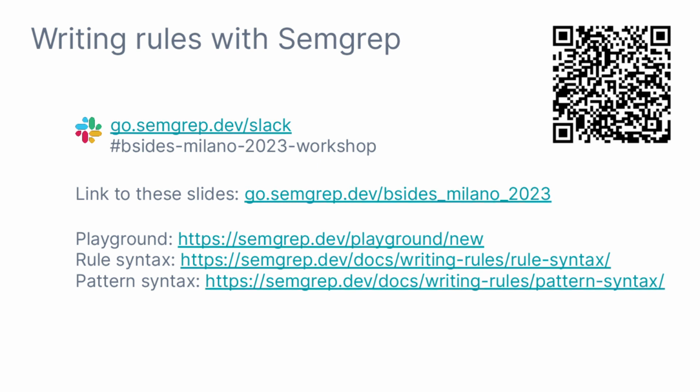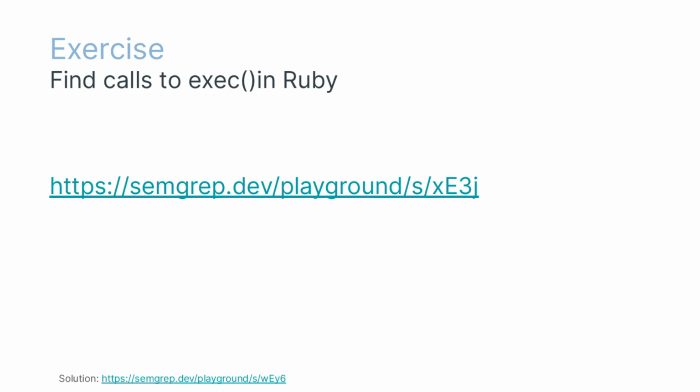Good. Can I move to the next slide? So our first exercise is basically the same as the demo, but in Ruby. We're going to try and find all calls to exec in Ruby, which is basically testing if you paid attention to the demo. All right. So this was fairly easy. I'm assuming most of you found the solution.